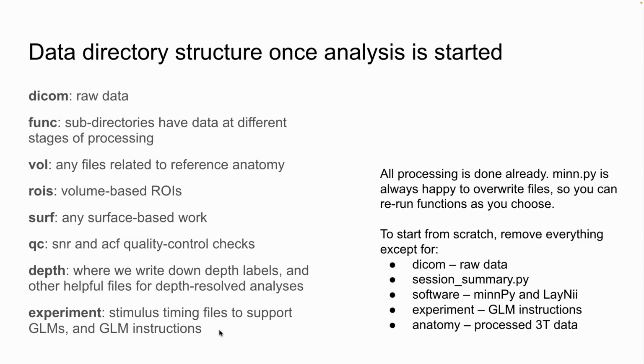Or if you want to repeat, just do it all from scratch, it'll take a bit of time, but the only things you need are the raw data, a Python file that's marked up to indicate which scans should be used, how, that guides all of the analysis for MinPy. And then the software that I've shared, as well as the GLM instructions and the 3T anatomy that's already FreeSurfered and SUMA'd from a separate scanning session. So that's the roadmap to the data.